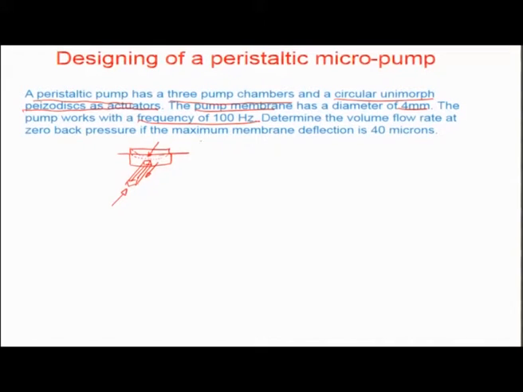We further assume that there is a maximum membrane deflection of about 40 microns, which the unimorph can bend up to, and which would create this kind of a volume flow condition. So, we assume the membrane. Let me just start the computing here.